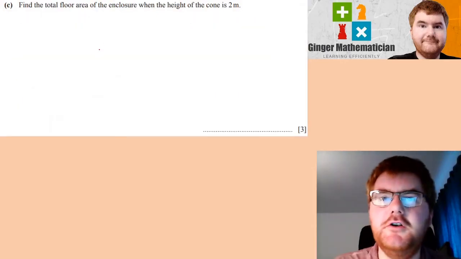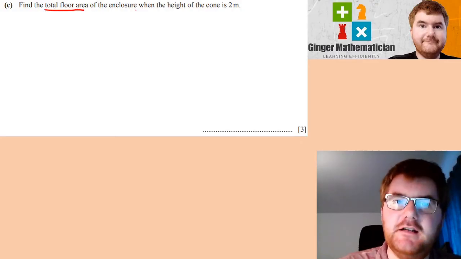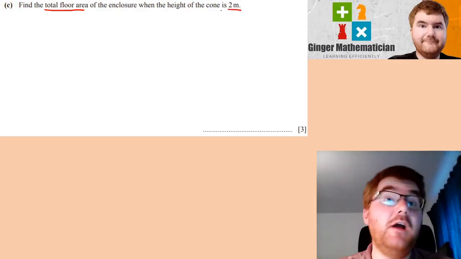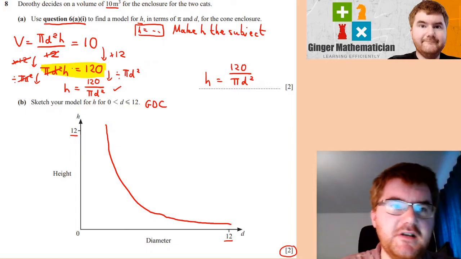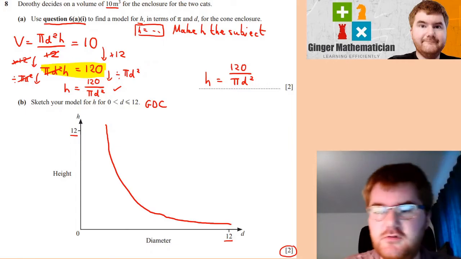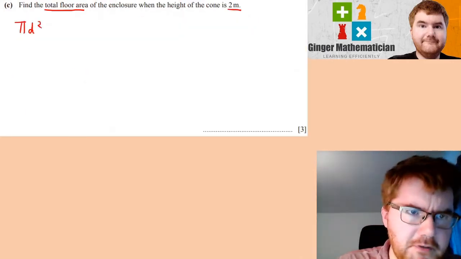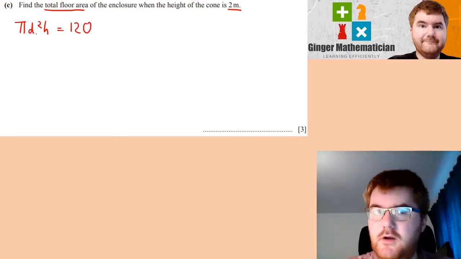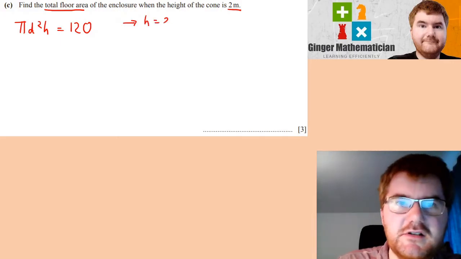Okay, and on to part C. So we want to find the total floor area of the enclosure when the height of the cone is equal to 2 meters. And we're actually going to use some working that we've already done before. So notice I'm going to use this highlighted part here. So pi d squared h is equal to 120. So I'm going to copy that across, because now we actually have some extra information we can use then to work out the diameter. So this time we're told now that h is equal to 2.